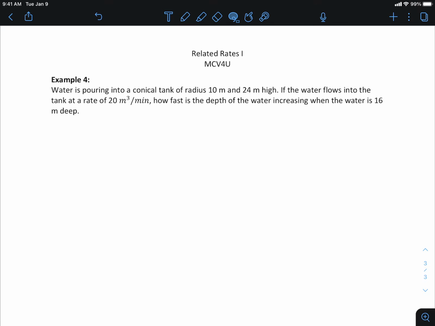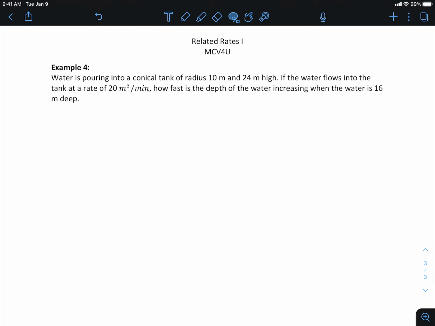All right, guys, so this is going to be the last question for this morning's lesson, okay? I decided to break up the videos just so you guys had an example of just the cylinder and just the cone. So we're going to look at the cone here.